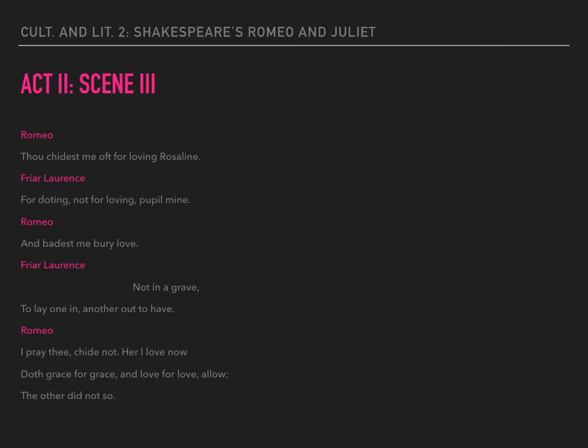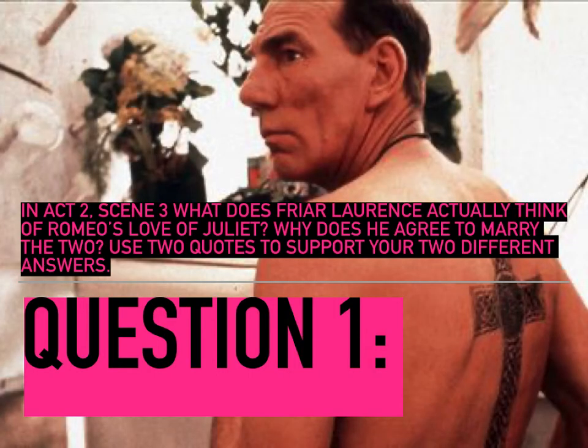Eventually, Friar Lawrence is persuaded and he allows the marriage to go through. But this is something that we have to think about. So the first question that you're going to answer is, what does Friar Lawrence actually think of Romeo and Juliet and their love? Why does he agree to marry the two? I want you to use two quotes from the last scene to describe why you think that Friar Lawrence is going to allow this marriage to take place. Make sure to have this question prepared because you're going to need it in the next lecture.